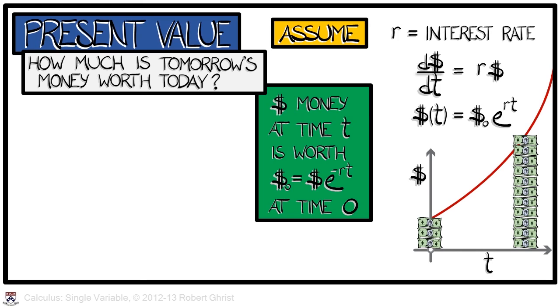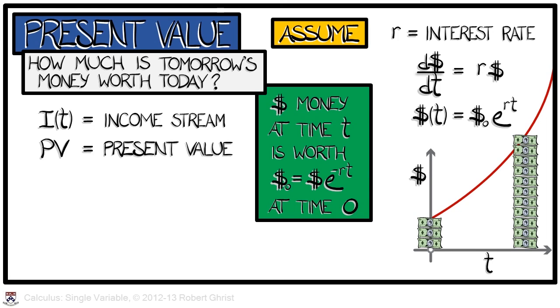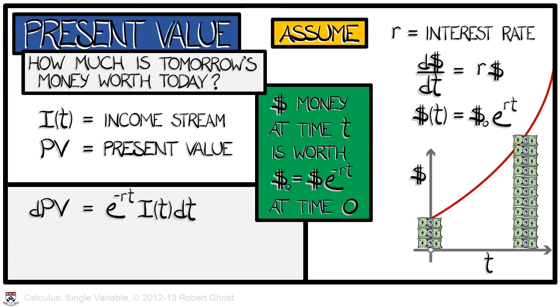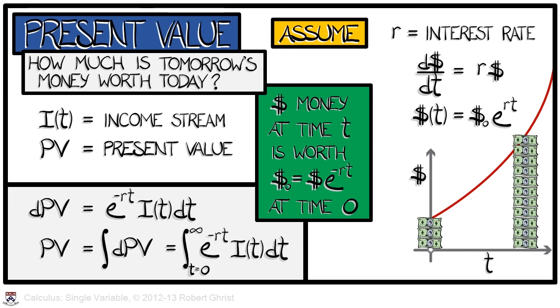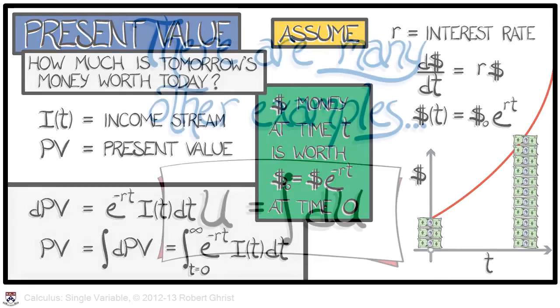And that allows us to discuss the present value of an income stream, I of t, that depends on time. Given that rate of income, then what is the present value? How much money would that be worth if you had it all today? Well, we can express this in terms of the present value element, dPV. This is going to be e to the negative rt times I of t dt. And so, integrating this, we get the present value.